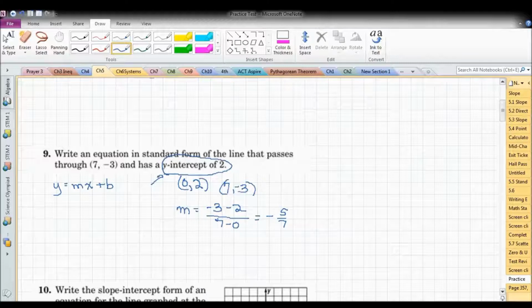Now we know our slope and we know our y-intercept. It's very easy to write the equation. Y is equal to -5/7 x plus 2.